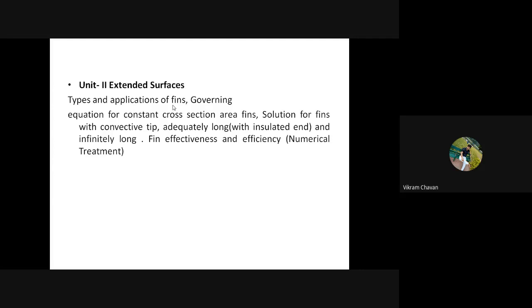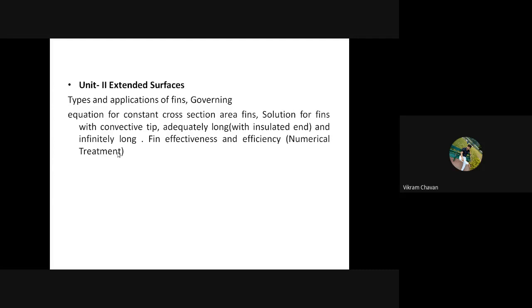Types and applications of fins, governing equations for constant cross-section area fins, then solution for fins with convective tip, adequately long with insulated end, and infinitely long, then fin effectiveness and efficiency, and numerical treatment. There will be 4 derivations in this chapter, and they will be related to different kinds of assumptions.